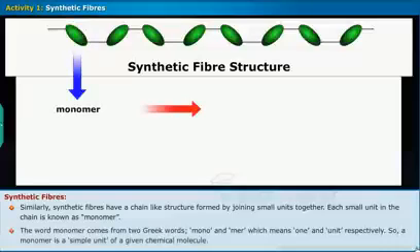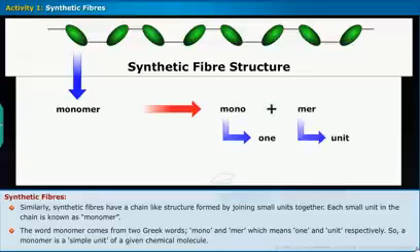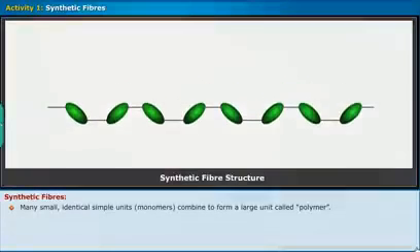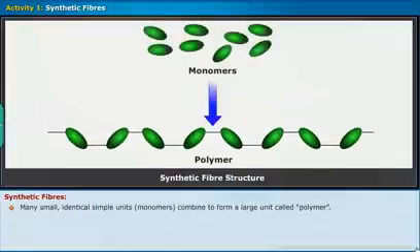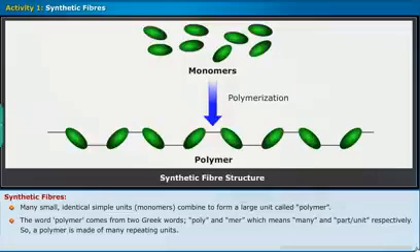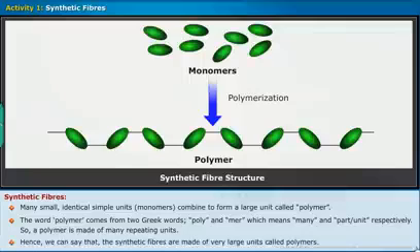The word monomer comes from two Greek words, mono and mer, which mean one and unit respectively. So, a monomer is a simple unit of a given chemical molecule. Many such identical simple units, the monomers, combine to form a large unit called polymer. The word polymer comes from two Greek words, poly and mer, which mean many and unit respectively. So, a polymer is made of many repeating units. Hence, we can say that the synthetic fibers are made of very large units called polymers.